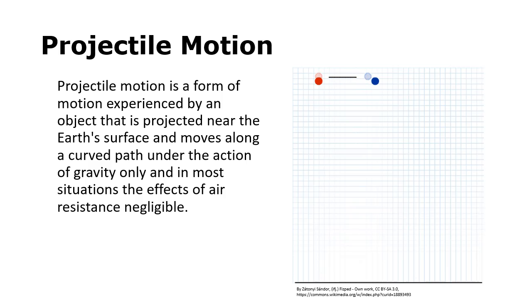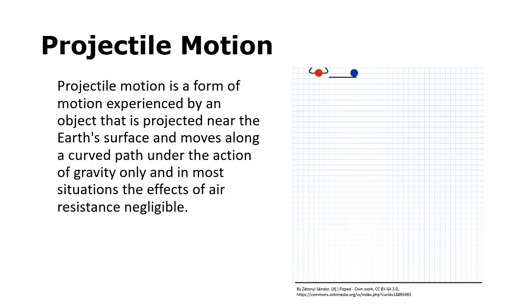Projectile motion is a form of motion experienced by an object that is projected near the Earth's surface, and moves along a curved path only under the effect of gravity. In most situations, the effects of air resistance is so minuscule it is ignored. The study of projectile motions is called ballistics, and such a trajectory is a ballistic trajectory.